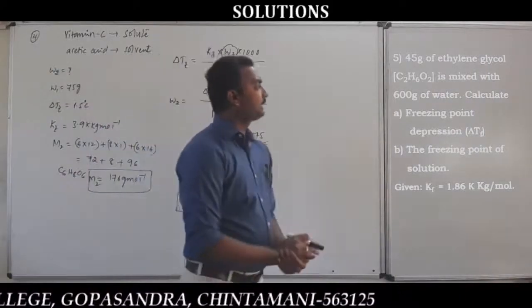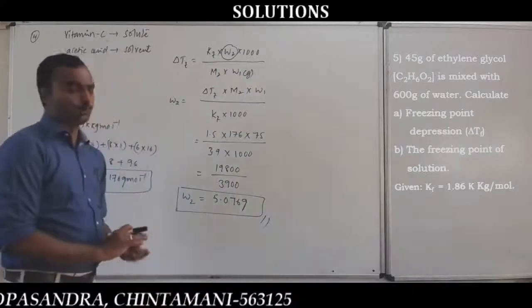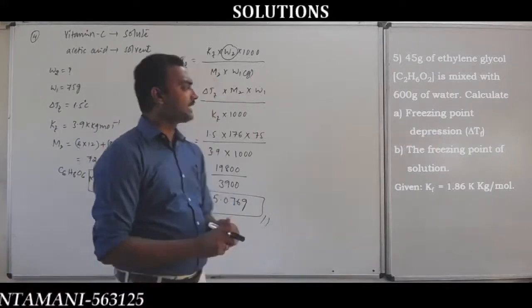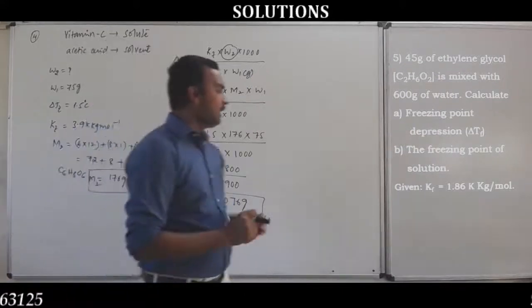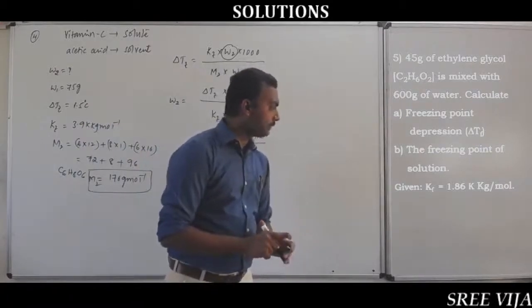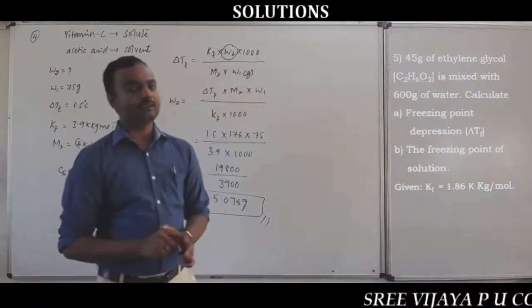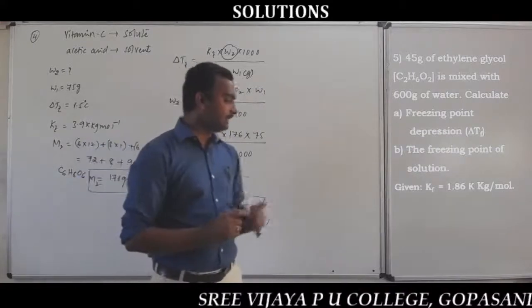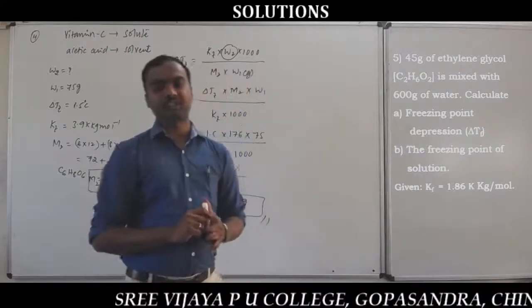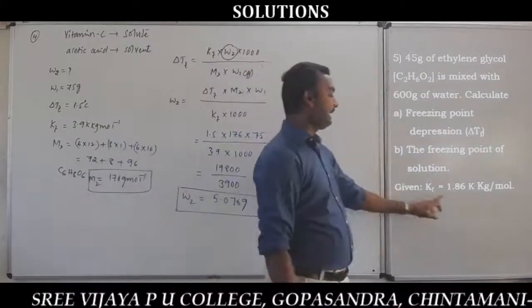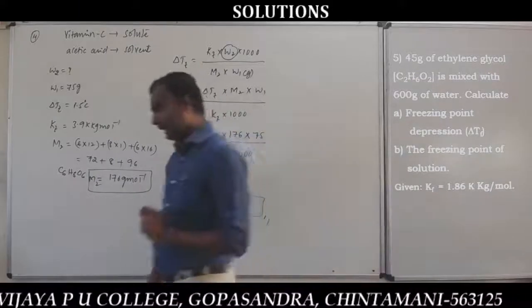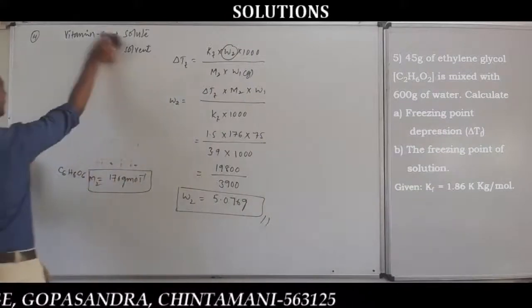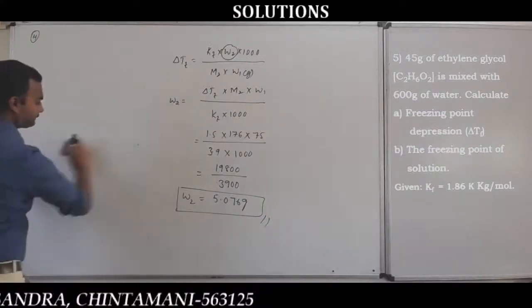45 gram of ethylene glycol, C2H6O2, is mixed with 600 gram of water. What you have to calculate? Calculate the depression of freezing point, nothing but delta Tf, and second, the freezing point of the solution. T naught f is the freezing point of pure solvent and Tf is the freezing point of the solution. Given Kf, the molal depression constant or cryoscopic constant, is 1.86 Kelvin kg per mole. Again, the problem is based on depression of freezing point. Now collect the data: which is the solvent here?